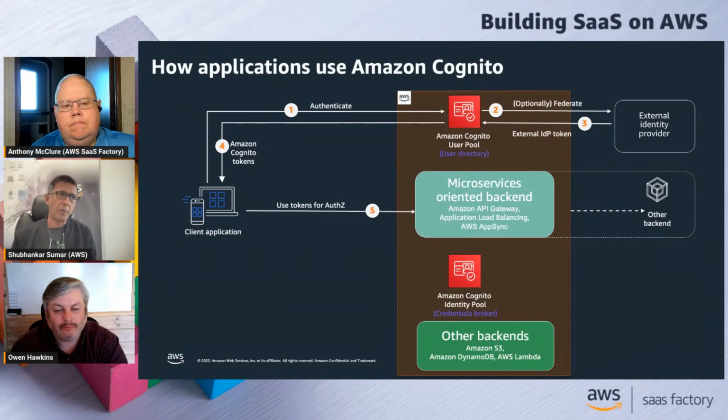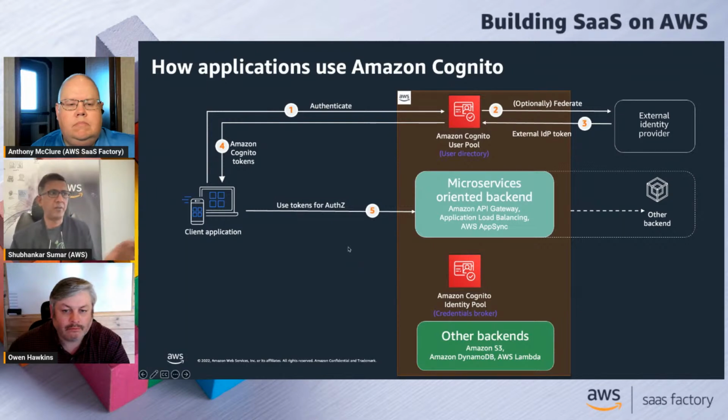And of course, for every tenant, every user, we will have a set of capabilities or set of actions they can perform. So you can do that authorization before you call the backend services through API Gateway or load balancer or AWS AppSync. Now, that is one flow. That is the flow you follow.